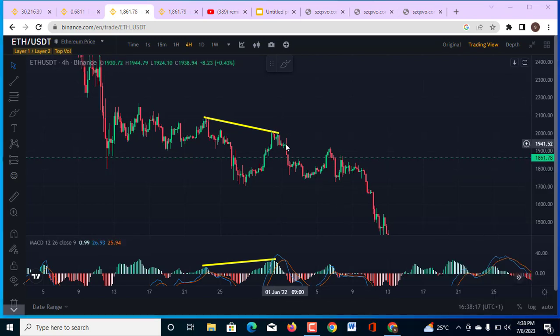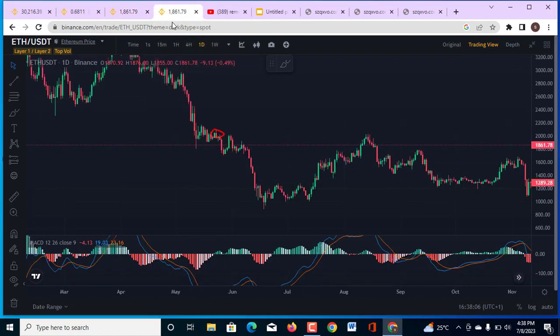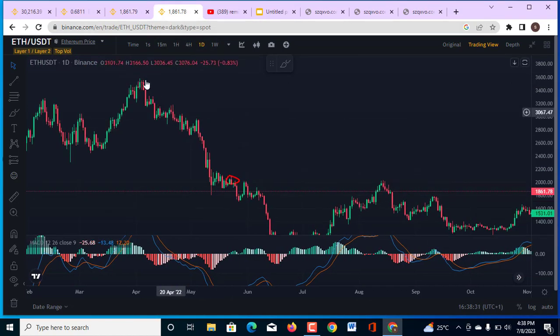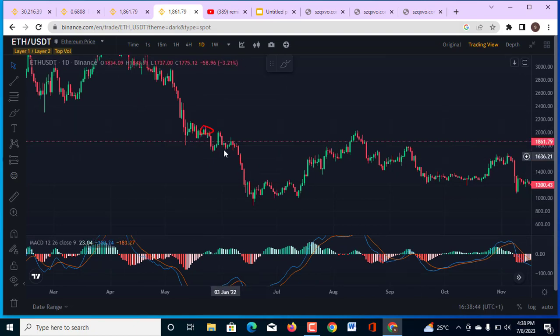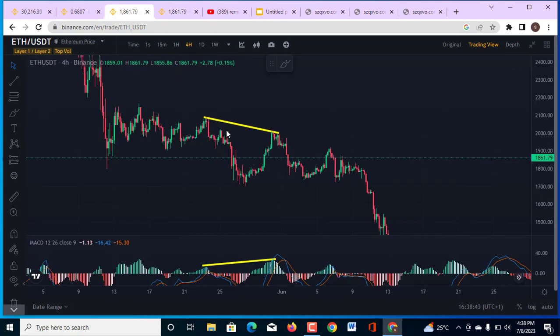So all you need to do is to spot out the divergence on the lower time frame, and then the market is going to continue downward. Remember, on the 1-day chart, the market was coming back to the downside already, and the market continued downward. That is why we need to spot out a bearish divergence on the lower time frame to ascertain the fact that the market is going to continue to the downside.